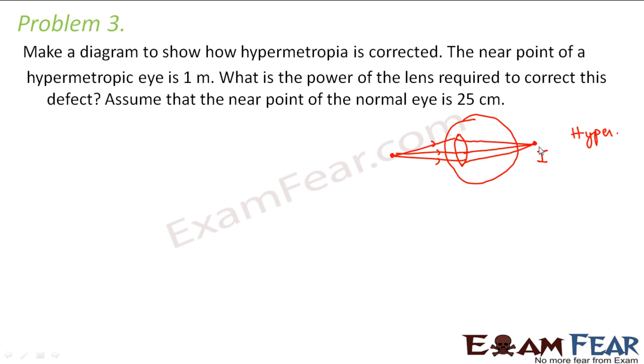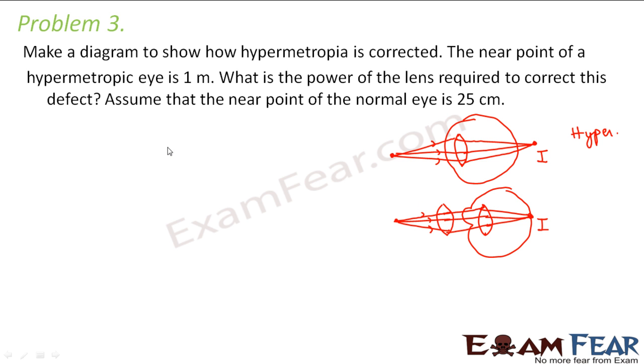So how can you correct this? By making these rays converge a little quickly so that they converge on the retina. So how can you do that? By incorporating another convex lens. So if you employ another convex lens, then the rays will converge a little quickly and they will converge on the retina, and as a result the image will be formed on the retina and it can be corrected. So this diagram shows how hypermetropia can be corrected.